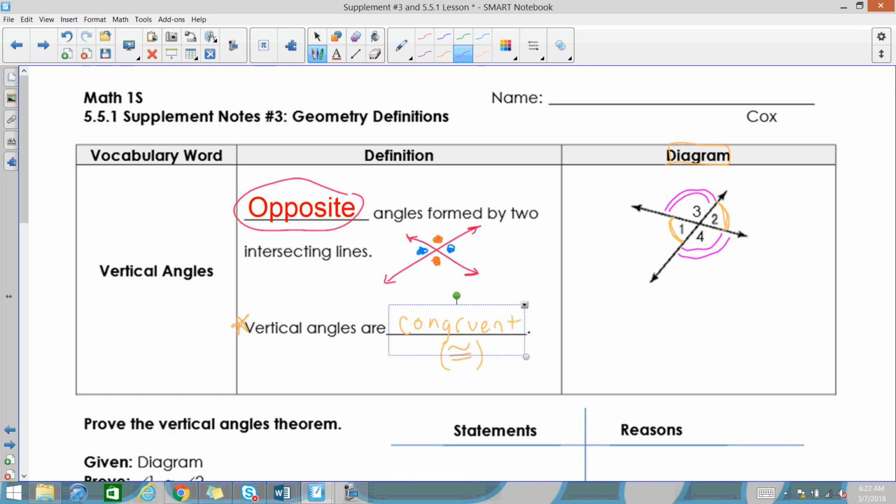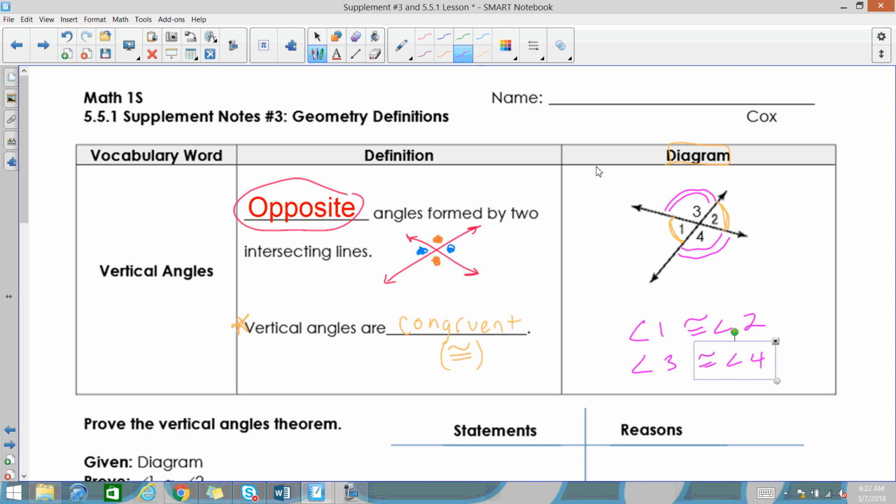So anytime you have two lines intersecting, you will have more than one set of congruent angles. You will always have two sets. So here we had angle 1 is congruent to angle 2. Angle 3 is congruent to angle 4. So that's what we're learning today. That's what we're working with today.